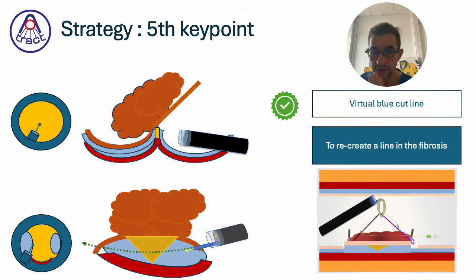So really, when you are in the fibrotic area, please go back, try to find the two blues at the two edges of your fibrosis and try to join them with a virtual line. It will help a lot compared to trying to cut only in the fibrosis where you don't know exactly where you are and what is the axis you should follow.